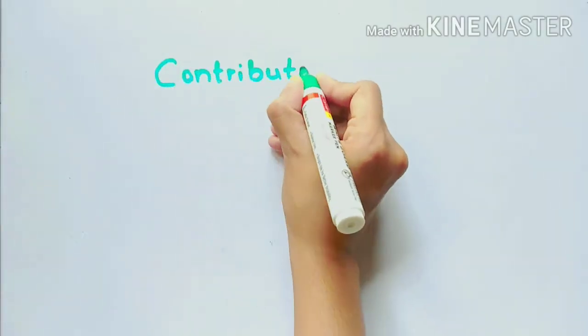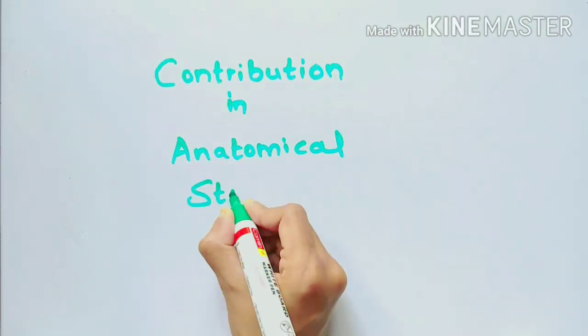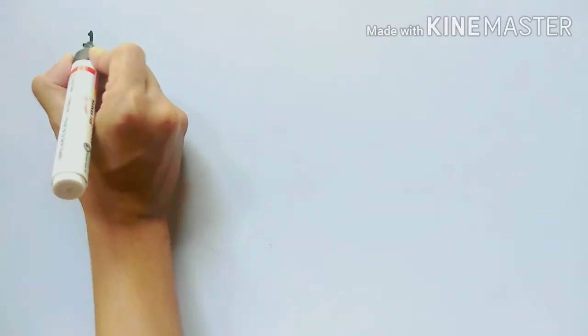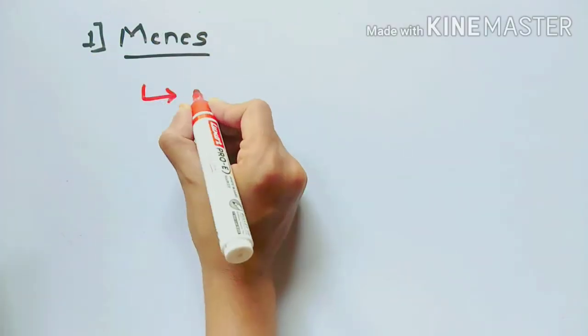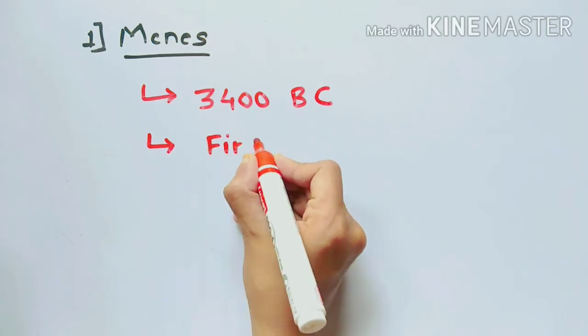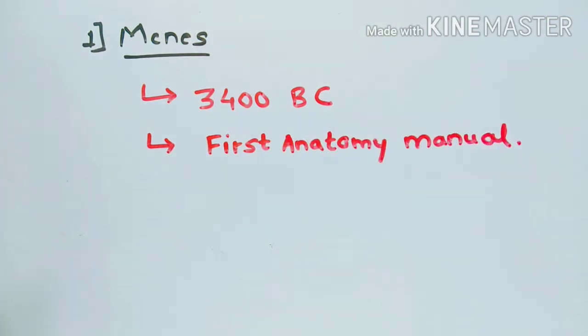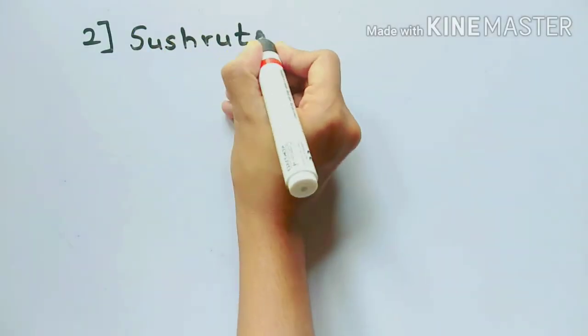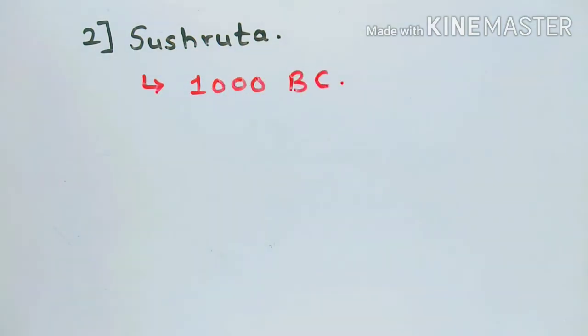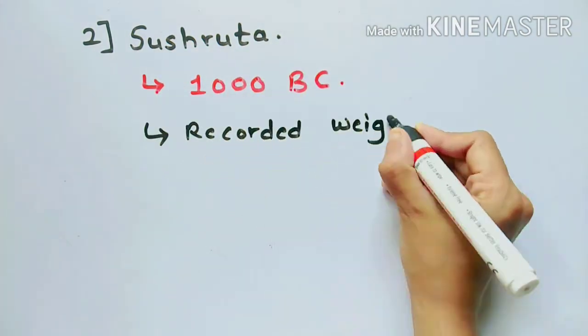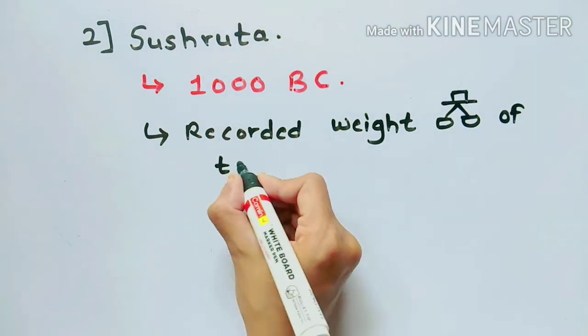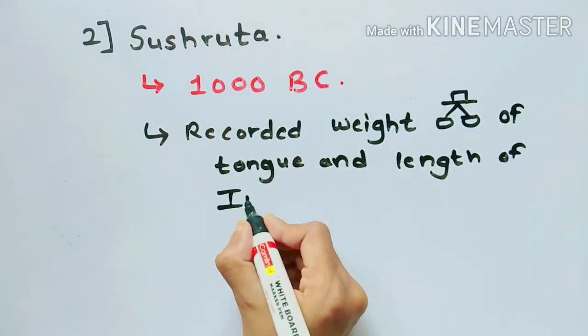Now let's study the history of anatomy, that is, contributions from the past. The first in the list is Imhotep, around 3400 BC, who first wrote an anatomical manual. Next is Sushruta, about 1000 BC, who contributed in recording the weight of the tongue and length of the intestine.